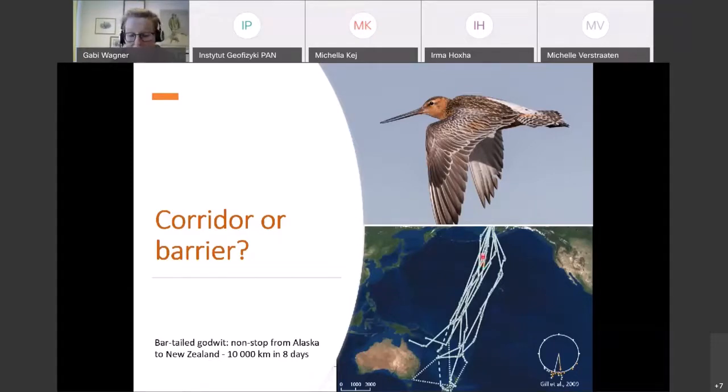Another problem is, of course, that along the Asian coast, there is a lot of industrial development. So all the stopover sites here are endangered. And if the birds cannot stop and get enough food along this migration route, their migration, of course, will also fail. So there's a lot of dangerous stuff happening along their migration route.